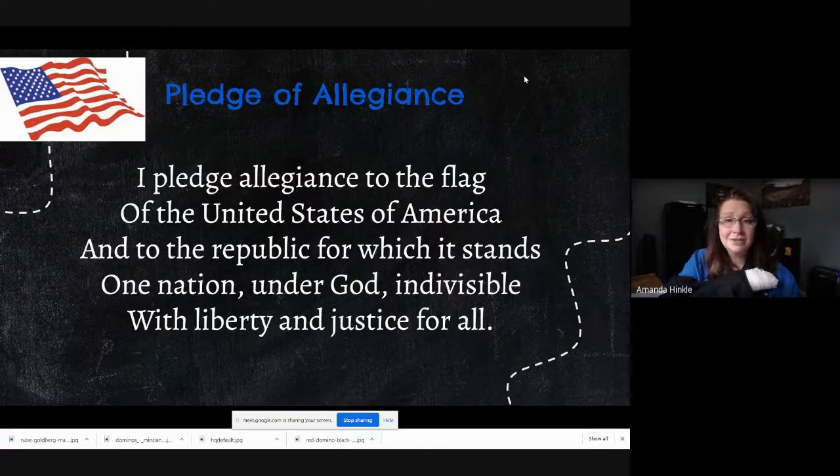I pledge allegiance to the flag of the United States of America and to the Republic for which it stands, one nation, under God, indivisible, with liberty and justice for all.